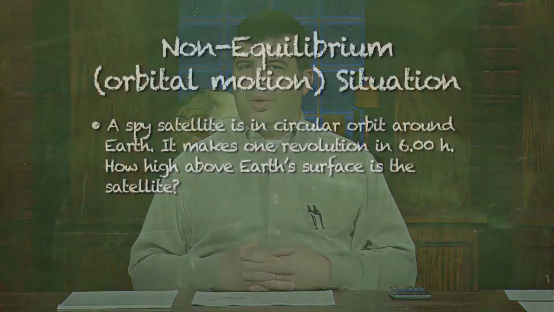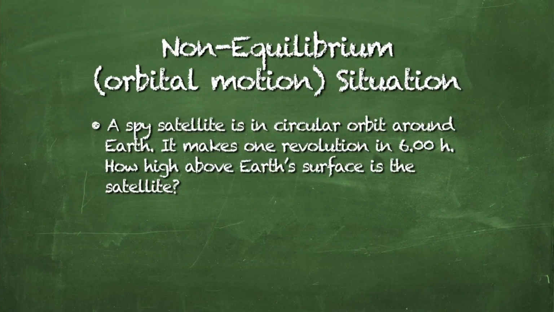Well, let's put this to work. Let's work some exercises. And the first question is, a spy satellite is in circular orbit around Earth. It makes 1 revolution in 6 hours. How high above the Earth's surface is the satellite?